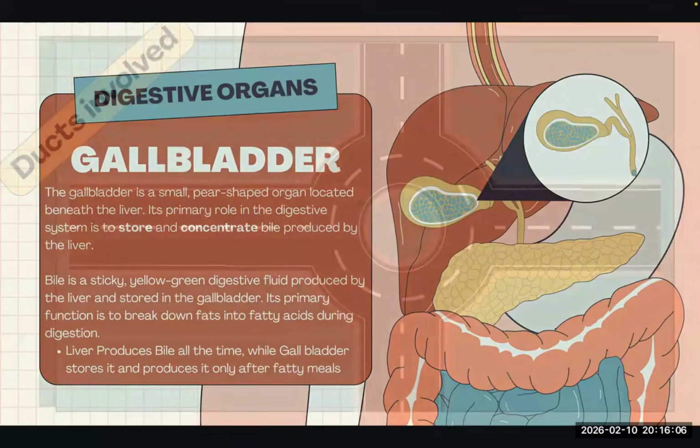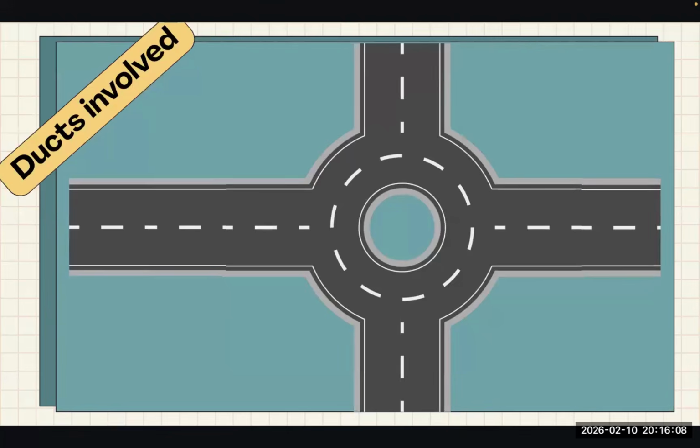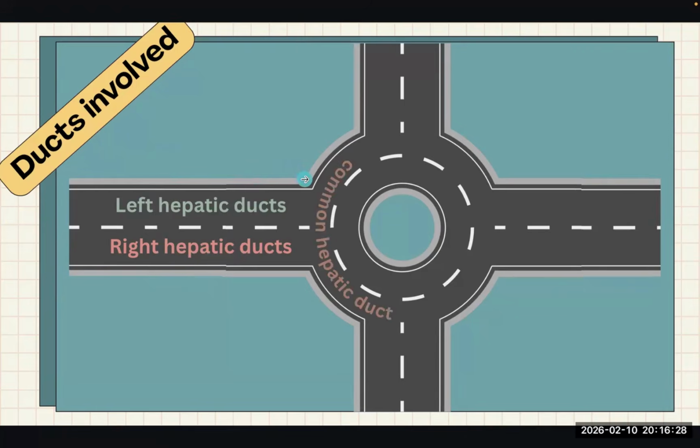Okay. Now into my favorite part. And since you guys are first year uni students, I assume you guys are all into driving. So let's see if you can roundabout through these ducts. Okay? So we have our first two ducts, which are the left hepatic and the right hepatic. Now these two join together to give me what? To give me the common hepatic duct. Okay, makes sense. Hepatics giving me hepatics. Okay, good so far.